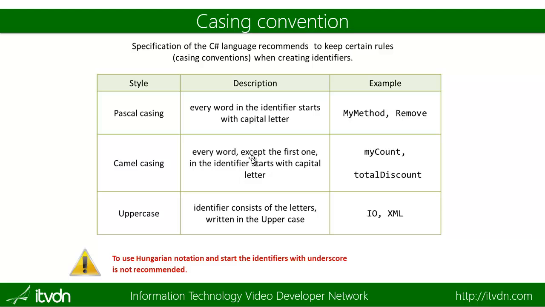Camel casing. Every word except the first one in the identifier starts with a capital letter. We have myCount, so you see the first letter is in lowercase, but the second word starts with a capital C. totalDiscount: total, first letter starting with a lowercase, but Discount, the second word, D, starting with a capital. Uppercase: the identifier consists of letters written in uppercase. So all the letters are in uppercase. We have IO, XML, everything is in uppercase.